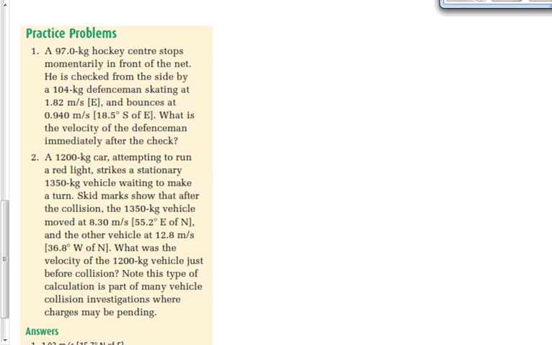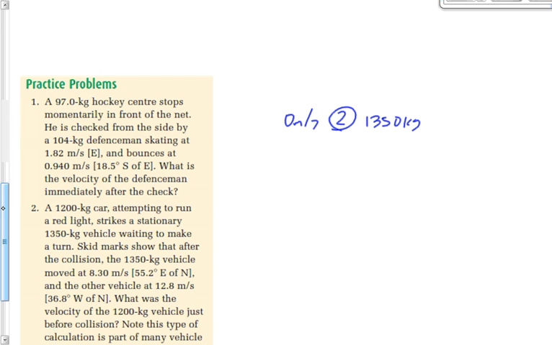Let's take a look at question number 2 here now. It says a 1,200 kilogram car attempting to run a red light strikes a stationary, heavier car waiting to make a turn. So we're going to say car number 2, the blue one here, is 1,350 kilograms, and it's at rest, waiting to make the turn. Car number 1 is, we don't know which way car number 1 is going, do we? Okay, what happens here? The 1350 kilogram car, that's the heavier car, goes east of north.